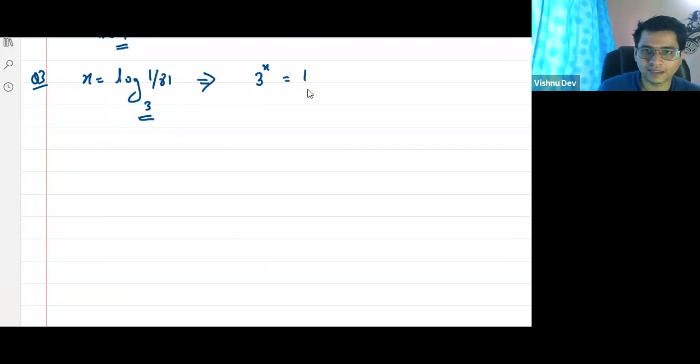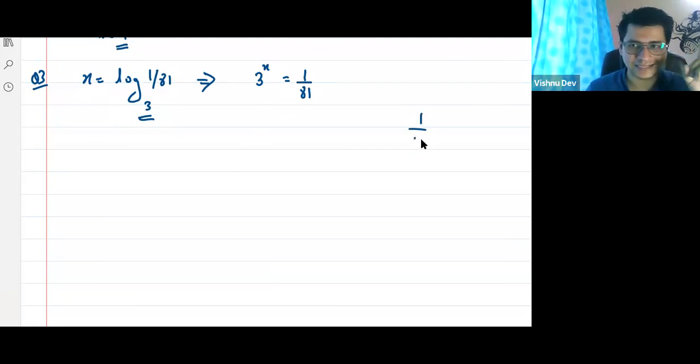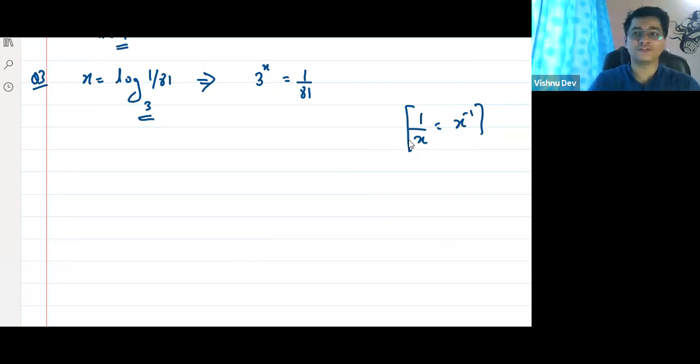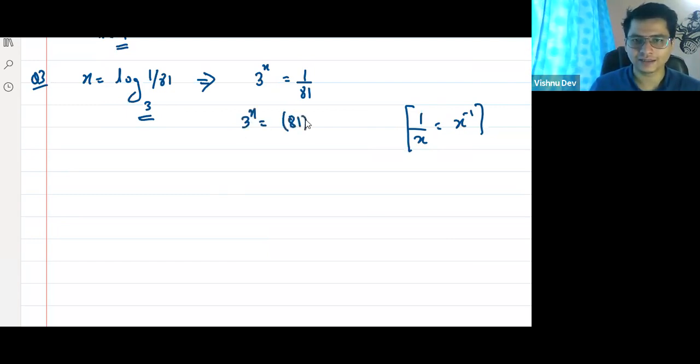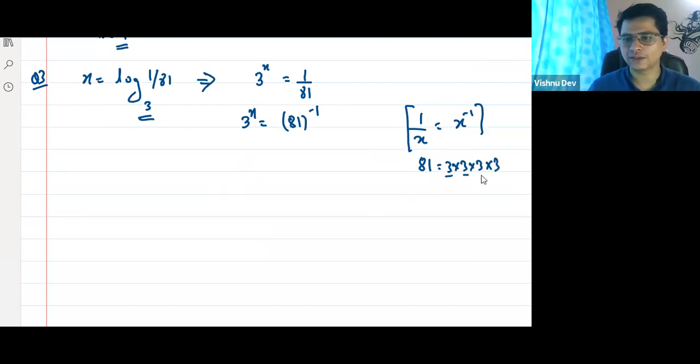1 by 81. Now, how many of you remember the concept from class 7? 81 to the power of -1. Yes, very good. Extra minus 1. This is the concept that we should remember from exponents, right? So 3 to the power x, can we write it like this? 81 to the power -1, and 81 is basically 3 into 3 into 3 into 3. 3, 3, 9, 3, 27, 3, 81. So it is 3 to the power 4.